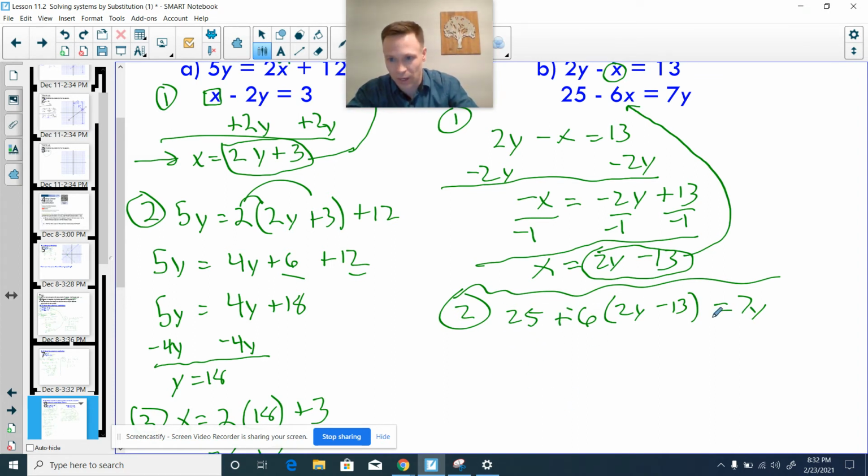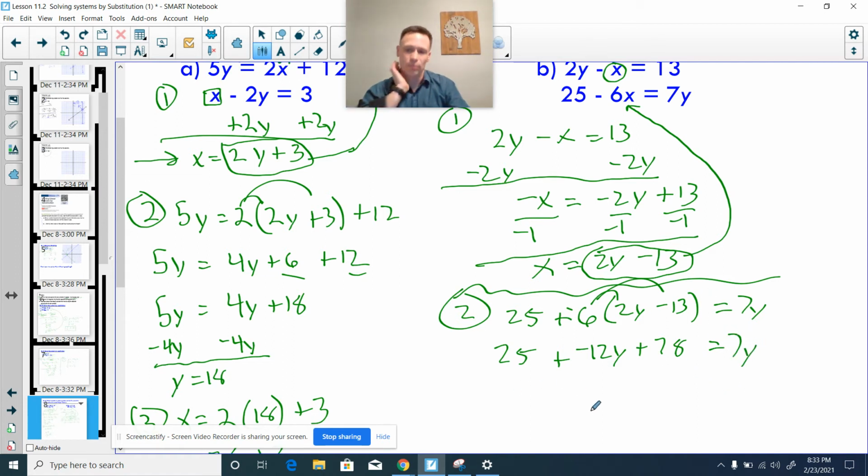So I will end up now by simplifying. I have to distribute first. I'll have 25 plus 6 times negative 2 is negative 12y. And then negative 6 times negative 13, I believe, is 78. I'm going to do that quick. 6 times 13. Yep, 78. And it's positive 78 because it's negative times a negative. And that equals 7y. Okay, I got some like terms combined here. 78 plus 25 gives me 103. Minus 12y equals 7y.